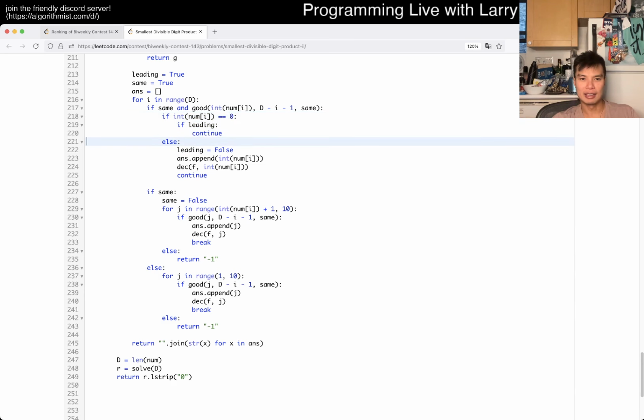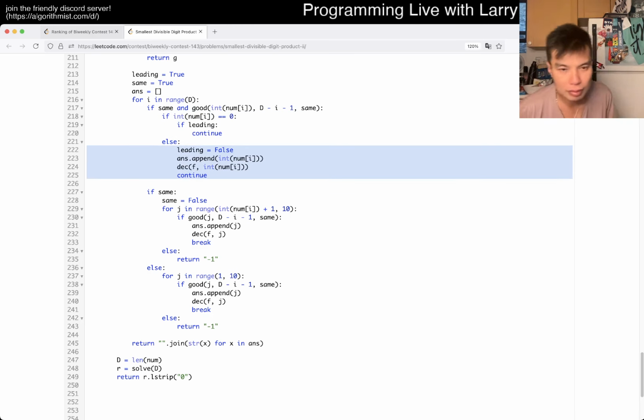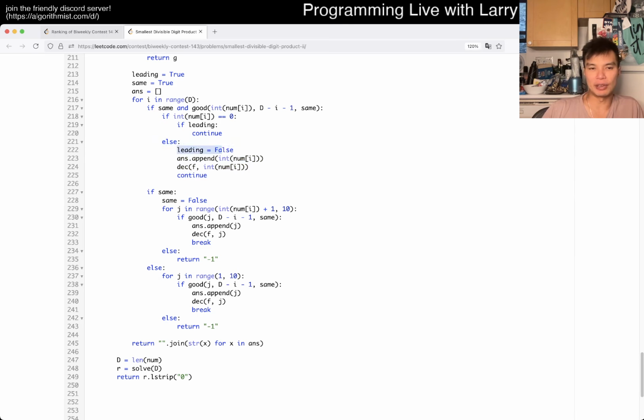If it's not a zero, and we go to the next digit, right? Because it is a good digit to fill. Else, if it's still good for the prefix, then we set leading equal to false, so that it cannot be zero in the future. And then we consider this digit as the number, and we have a decrement function to just decrement our frequency table. That's all this does. But yeah, this good function is the key part.